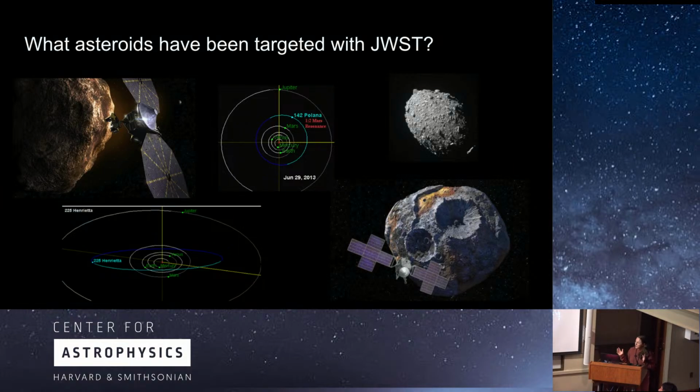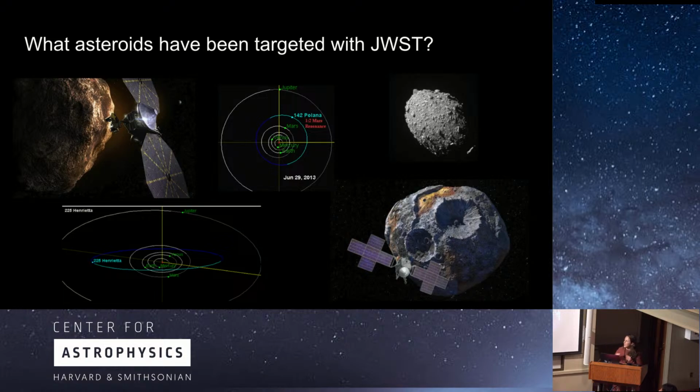And what asteroids have been targeted with JWST? This is just a small selection of those that I'm highlighting here. There have been many different small bodies observed, not just asteroids, but comets and trans-Neptunian objects, centaurs and the like. But I highlight a few of these. On the upper left there, it's the Lucy mission, which is a mission targeting the Jupiter Trojans, and there were, I think, a couple of programs to observe those asteroids in cycles 1 and 2. And then the picture on the upper right there is the asteroid moon Dimorphos, which I have already told you was the target of the DART mission.